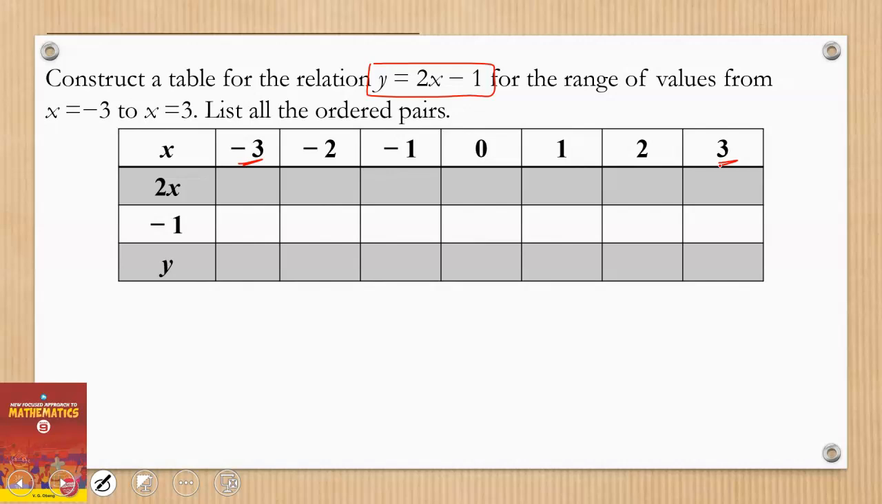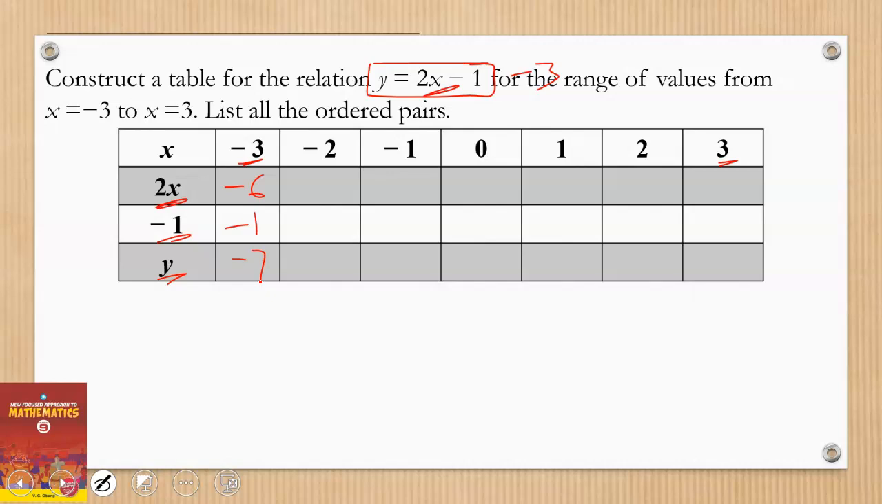So what it means is that if I pick x to be negative 3 and I substitute negative 3 into x, I'm going to have negative 3 times 2 minus 1. Okay, so I can write my 2x here, negative 1 here, then the y here. So if I pick negative 3 and I substitute, I'm going to have negative 6 for this one. Then here is negative 1. When I add these two, I have negative 7. What it means is that if x is negative 3, y is negative 7.